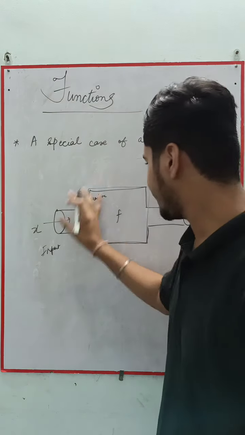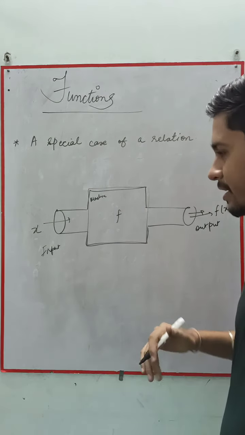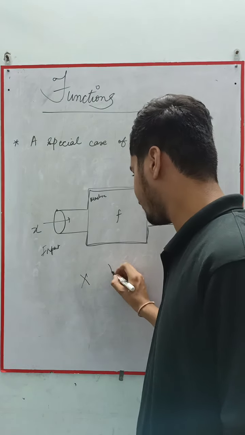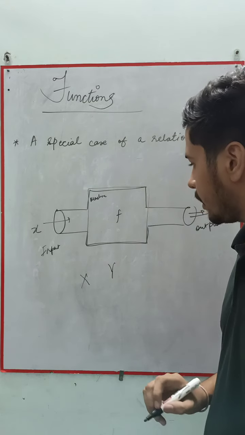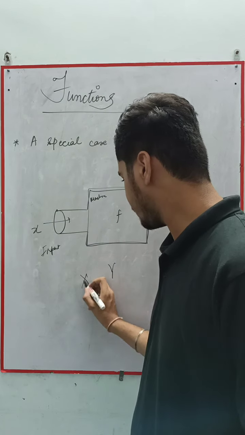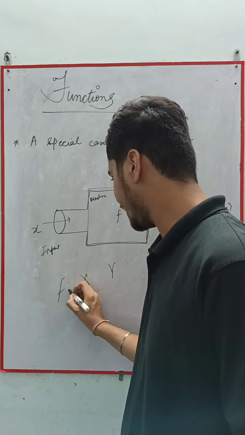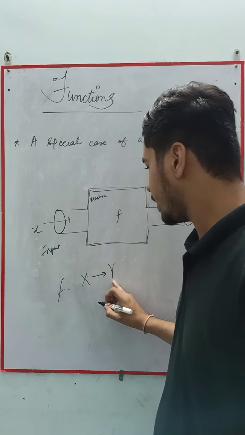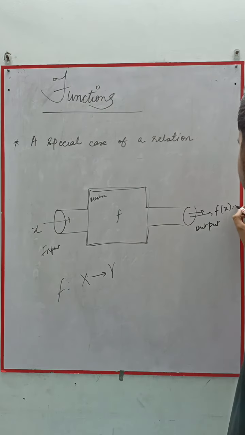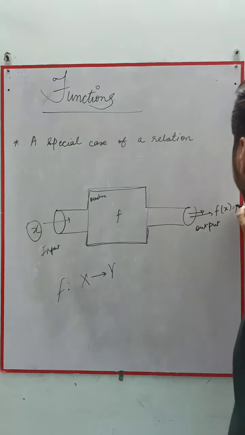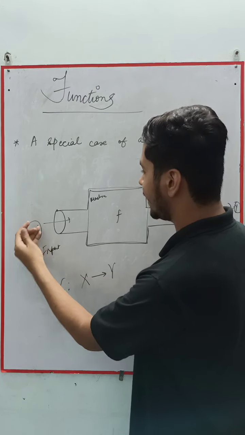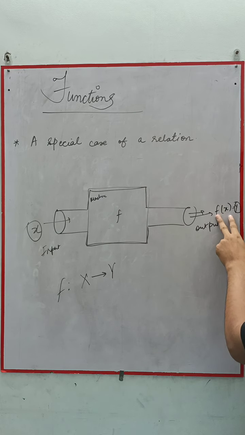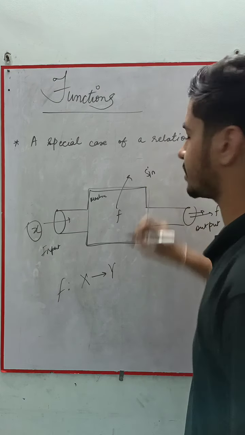Okay, so with this diagram or mechanism, what can we say? That if we have two non-empty subsets x and y, where y is a function of x, we write it like this. So this is our x and this is our y. Whatever values we give into this function, we get in terms of f of x. This function can be like the sine function.